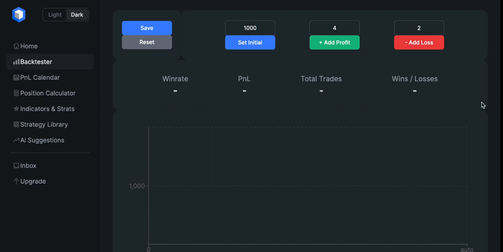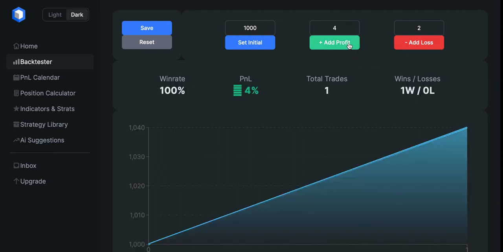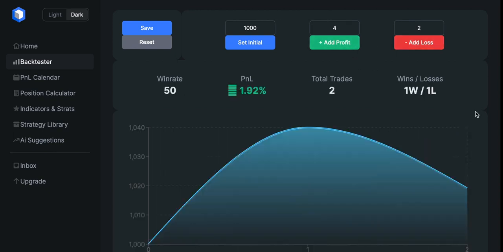So we're going to set our initial account at $1,000, and we're going to be risking 2% per each trade in order to make 4. So every time we have a loss or a win, we're going to manually add it to our chart. Also, I'm going to walk you through some other helpful services you can find on Trader Edge app at the end of this video.